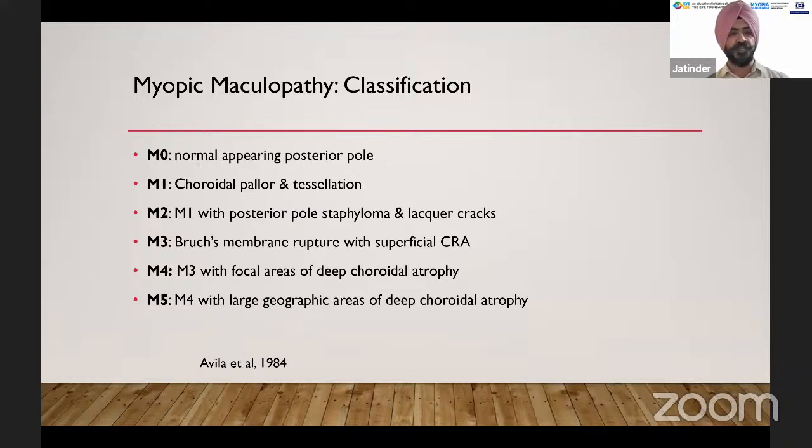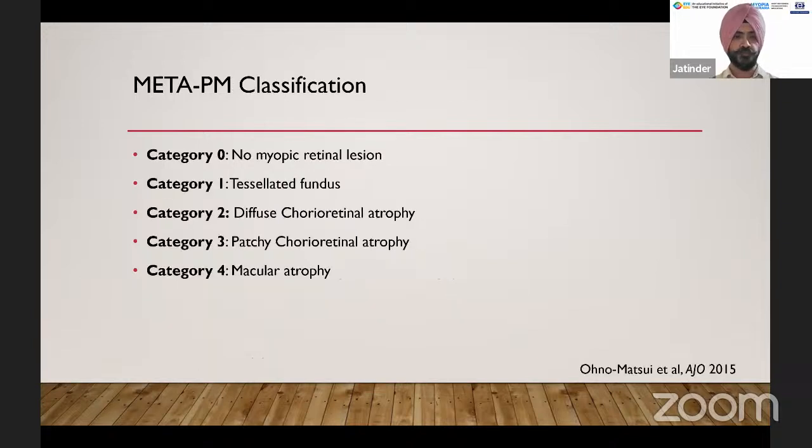So the definition of myopic maculopathy was given by Avila in 1984. That was the first definition, and it went through the stages as M0, 1, 2, 3, 4, 5, progressively with choroidal pallor and tessellation, then posterior staphylomas, Bruch's rupture, and then choroidal atrophy and large atrophy. But we know that this sequence of events are not always longitudinal.